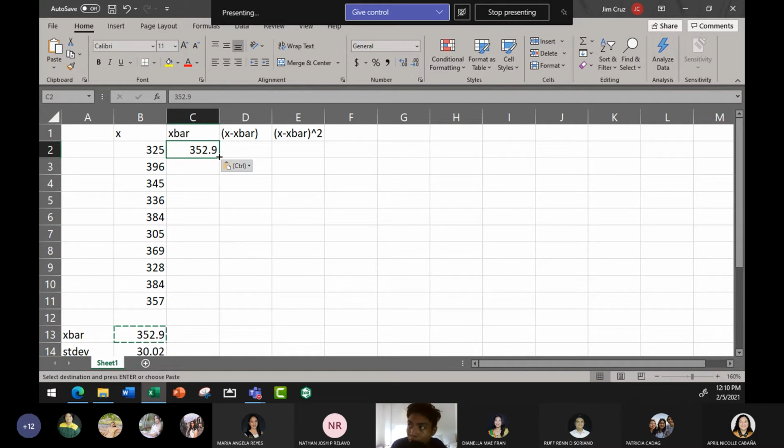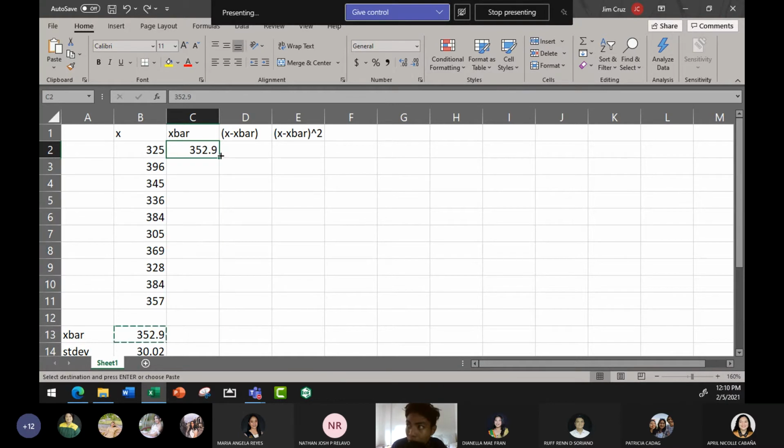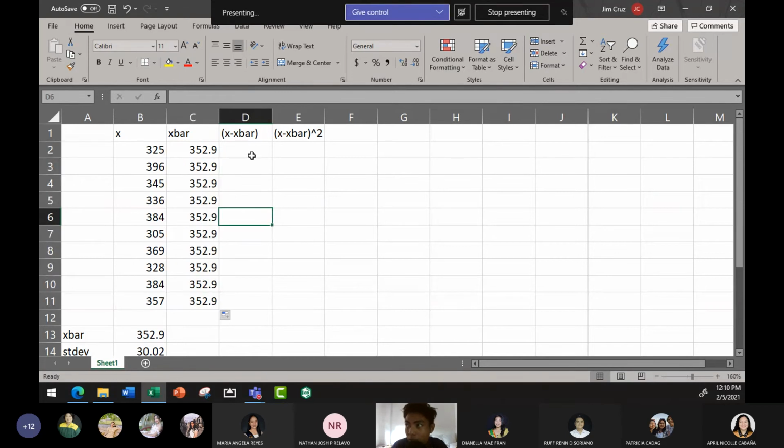And then for you to copy it all the way down, you put your cursor dito sa lower right side ng inyong cell. Tapos magiging manipis siyang cross, and then you double click it. Okay? Kung ayaw mo i-double click, gusto mo pinaghihirapan, edi i-drag mo. So, ganun. Okay?